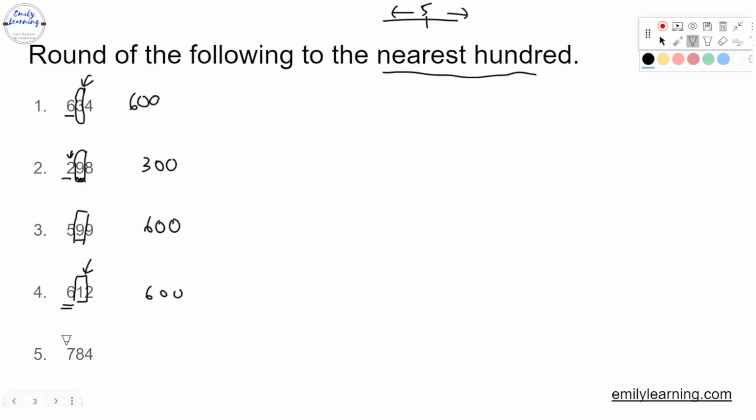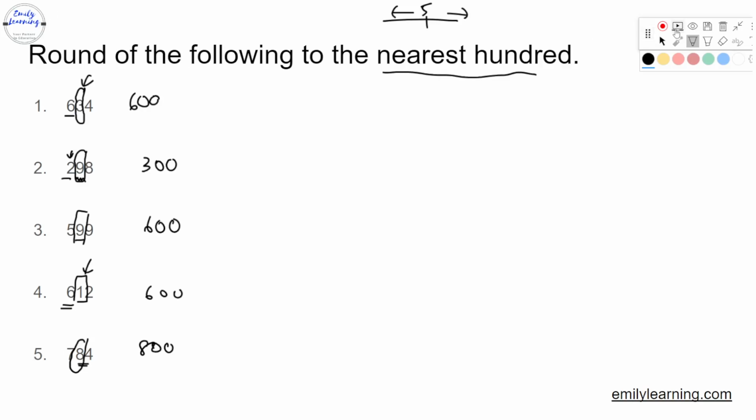Next, 789 when rounded off to the nearest 100 will give me 800, because to round something off to the nearest hundreds, I will check the tens place, and the tens place is 8, which is greater than 5. So I will increase the hundreds place by 1. So from 7, it becomes 800, right?